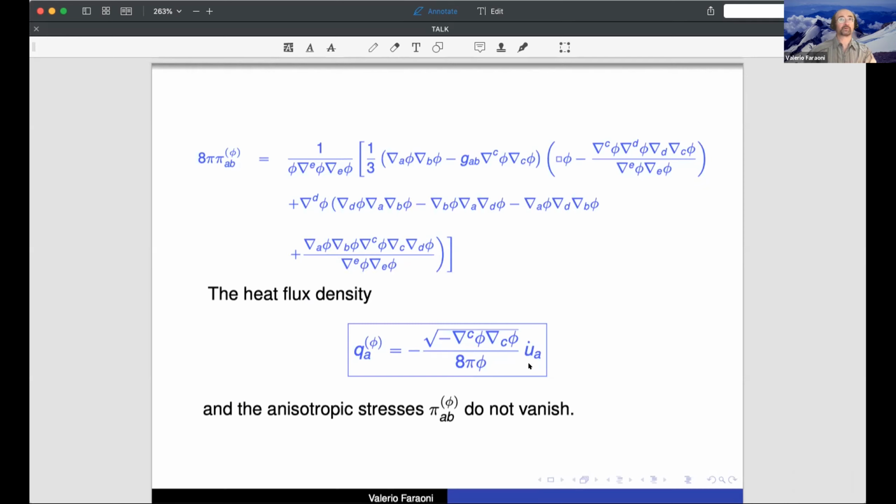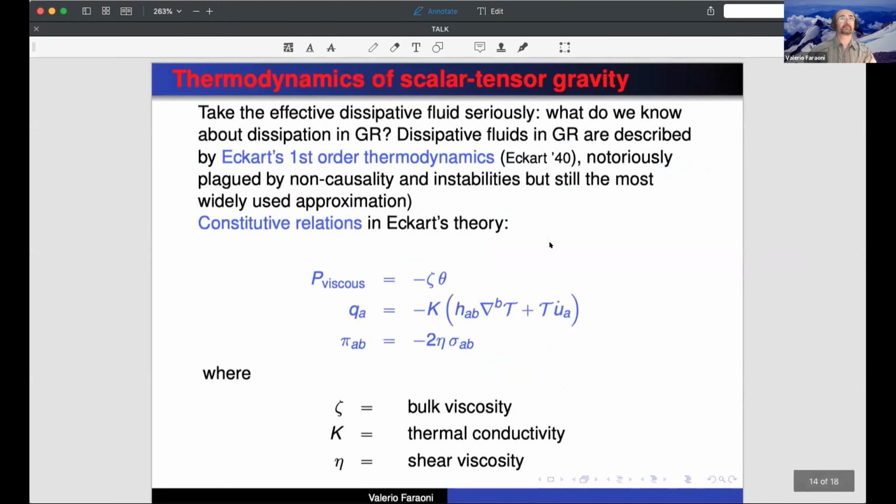Okay, so what do we make of this? The proportionality is simple. The dissipative nature of the fluid is given by this heat flux density and by these anisotropic stresses. So the quantity that I want to consider here is this dissipative fluid. Take this seriously. So what do we know about dissipative fluids? Well, these are described in various ways. The simplest way, which is not totally correct, is Eckart's first-order thermodynamics. This is non-causal, but it's the first approximation that people use to describe dissipative fluids.